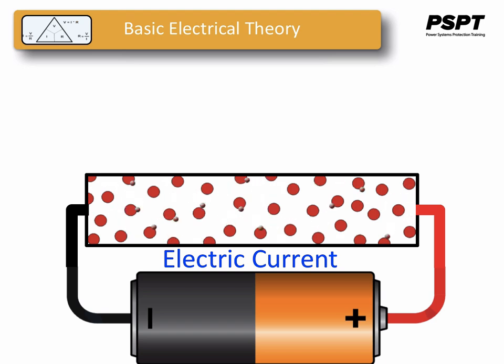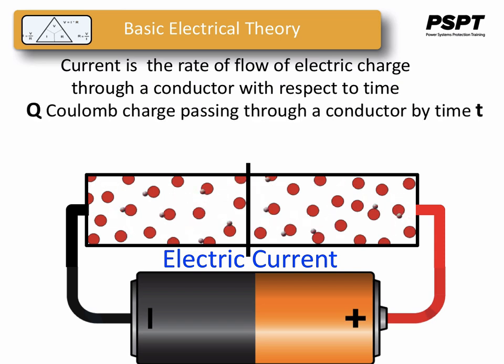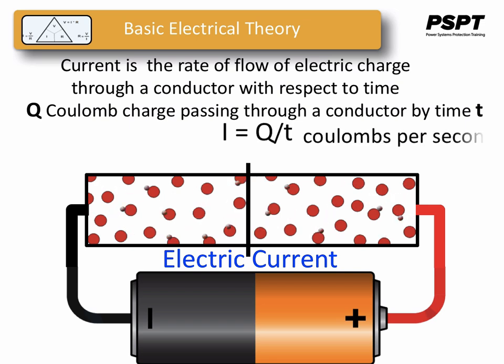Let's define electric current then. Electric current is the rate of flow of electric charge through a conductor with respect to time. It is caused by the drift of free electrons through a conductor in a particular direction. The measuring unit of electric charge is the coulomb, and the unit of time is seconds. The measuring unit of electric current is coulombs per second, and this unit of current has a specific name, ampere, after the famous French scientist André-Marie Ampère. If a total of q coulombs pass through a conductor in time t, then the electric current is defined by I, which is equal to q divided by t, which is coulombs per second, also known as amperes.